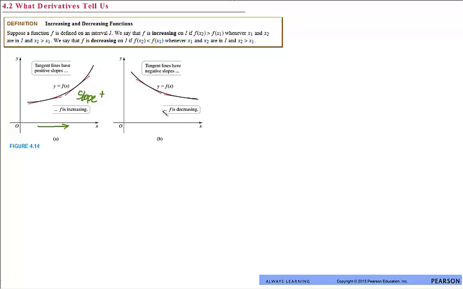And conversely, we look at this one, and as I read this function from left to right, the slope is negative, and therefore we say that this function is decreasing.